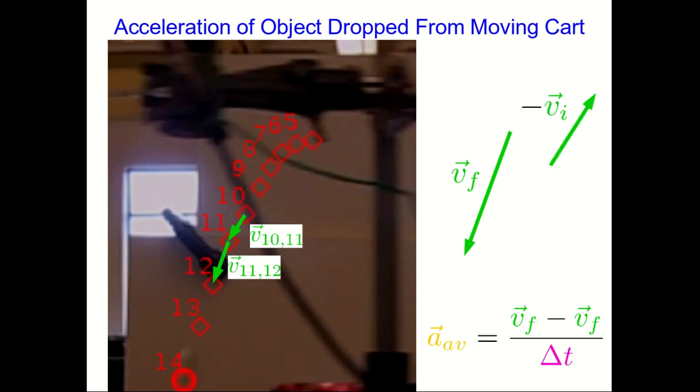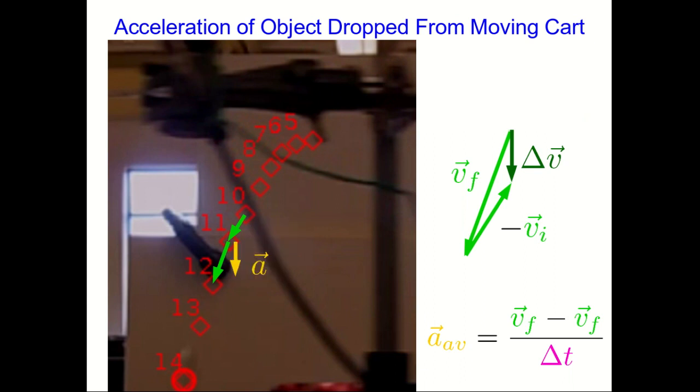So just as before, I'll take the negative of vi and add it to vf, and that gives me my change in velocity vector. And it points straight down. And so that means the acceleration at time 11 points straight down. And if I were to repeat that for all of the other times, I find that it's straight down at every time I look at. And what's more, I find that those acceleration vectors are all the same size.